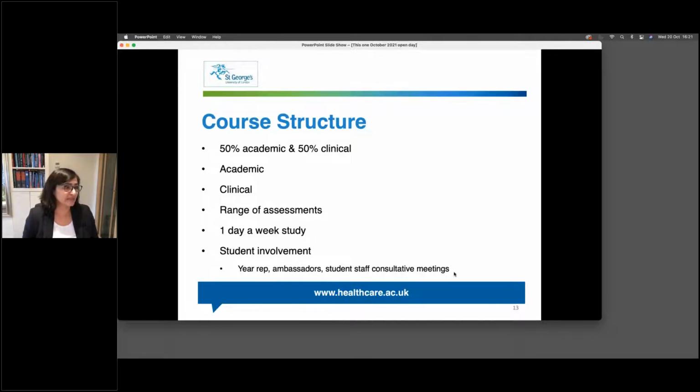You have a range of assessments. So you have written assessments, you've got multiple choice assessments, coursework, project work. So it's various different types of assessments throughout the 3 years. Students have an opportunity to be involved at university level or even at program level. So you can become student ambassadors and take part in student activities, and you get paid for that. I believe it's about £10 something per hour. You can also be a student year rep. You don't get paid for that. And you can also attend program level meetings, because student experience and student feedback is very important to us.